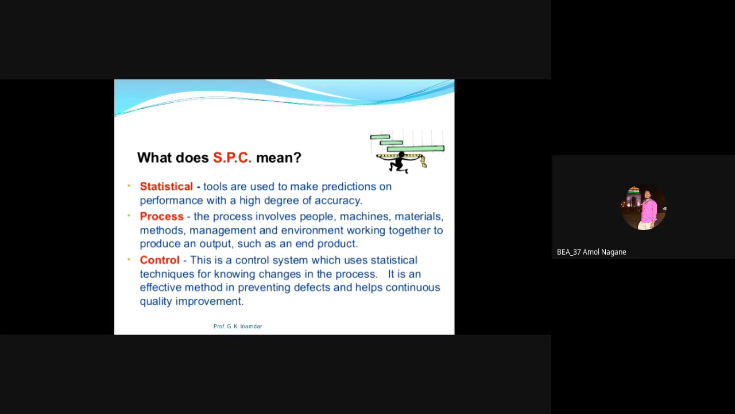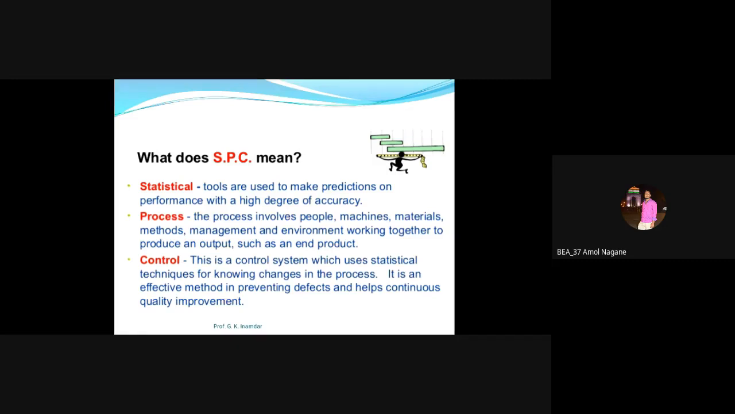Now, in detail, statistical is nothing but the tools used to make predictions on performance with a high degree of accuracy. The main function of SPC is accuracy. So for that purpose, which tools can we say are accurate? In the market, a number of tools are available, so which is suitable for us? According to that we can take the decision on selecting. Tools are used to make predictions on performance with a high degree of accuracy. This is nothing but the statistical meaning.